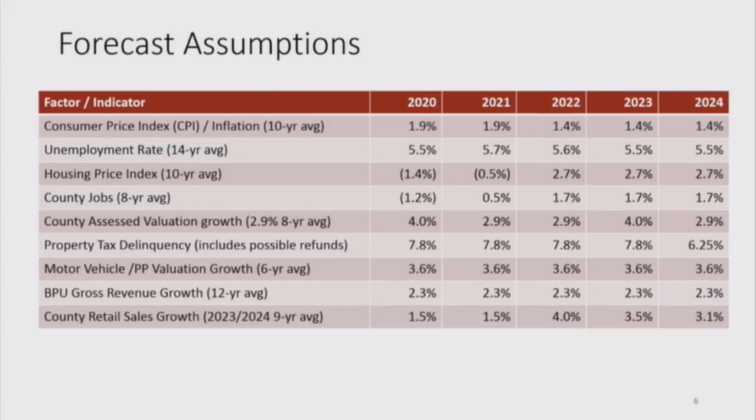The same is, for the most part, true for the county jobs. This is an important one. As I mentioned, there is always kind of a lag in housing prices or the assessed value. And so I have assessed value growing by 4% in the first year of the forecast, then dropping during the recessionary period, and then rebounding to 4%, and then an average of 2.9% in the last year.